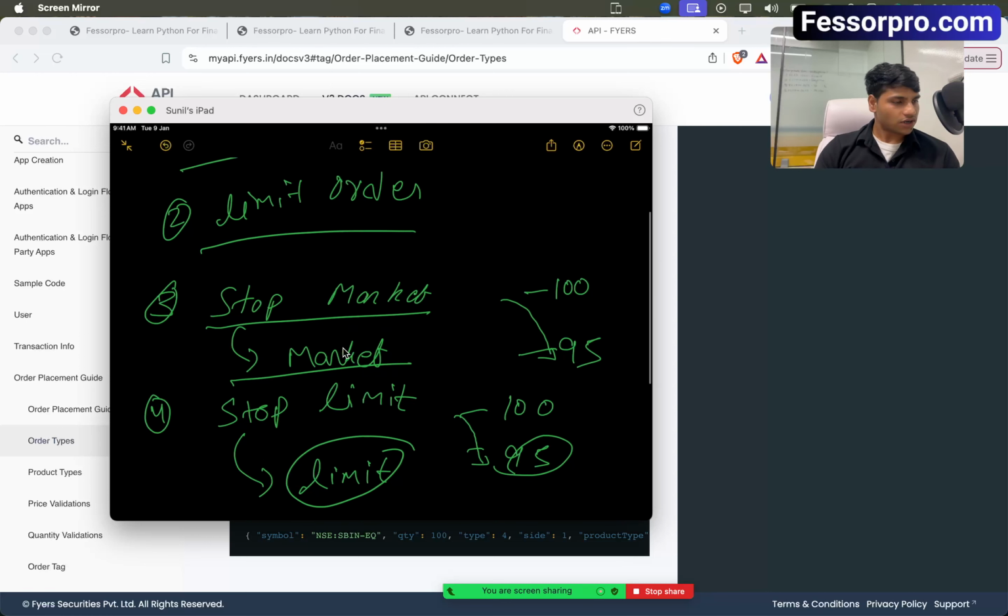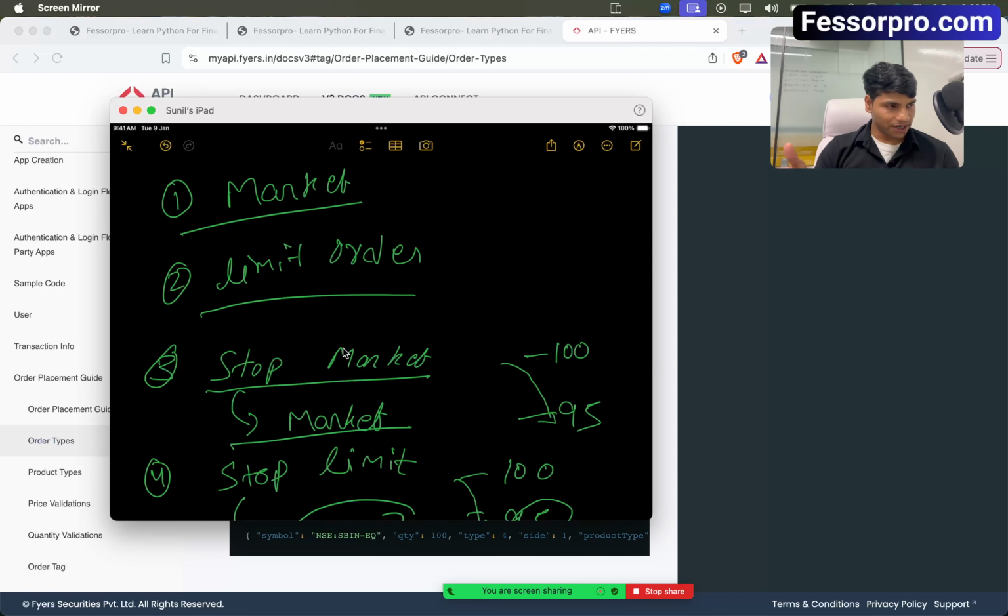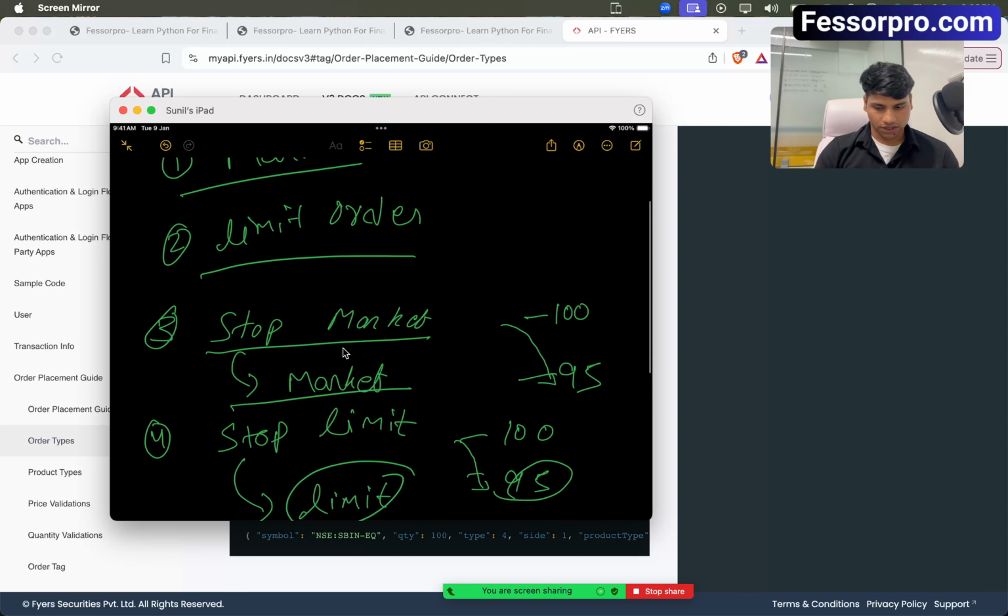Okay. So these are the four types of order. Does anyone want me to explain anything again, or anything that you have doubt in this, the types of order?